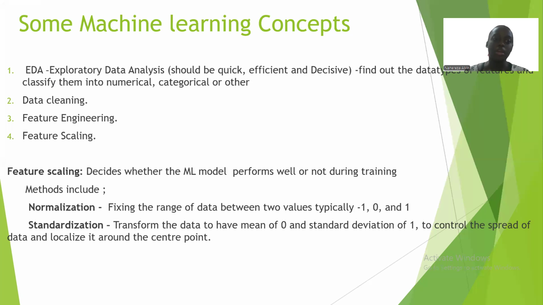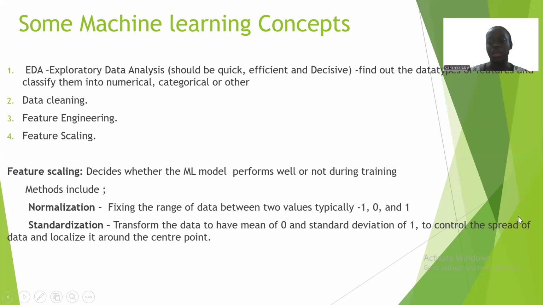Let's talk about feature scaling. This decides whether the model will perform well. With scaling, we're just trying to make sure that some data is not so dominant over the other. So you're trying to make sure data is in some fixed range. You use two methods. We have normalization and standardization. In normalization, you're just going to make sure the range of data values is between 0 and 1. So we have standardization. Here, you're just going to make sure that the mean of the data is 0 and the standard deviation is 1.